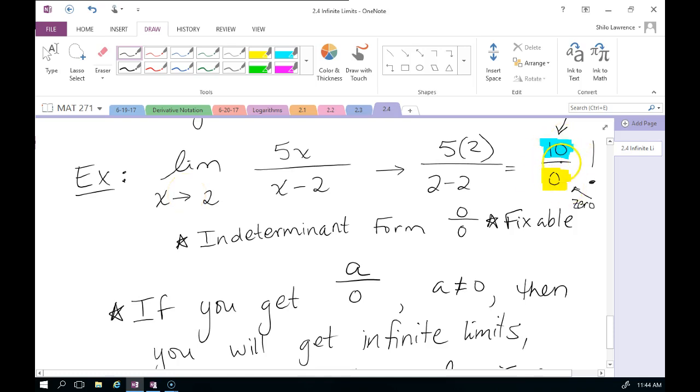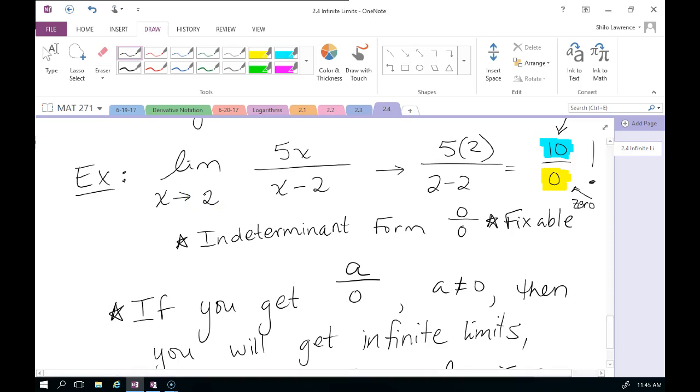So this still doesn't help me with my answer, but it gets me closer to what my answer is going to be. I know I'm going to get either positive or negative infinity. It depends on what the right hand and left hand side are doing, or if they don't match up, it's going to be does not exist. So we need to see what's happening on the left and the right here.